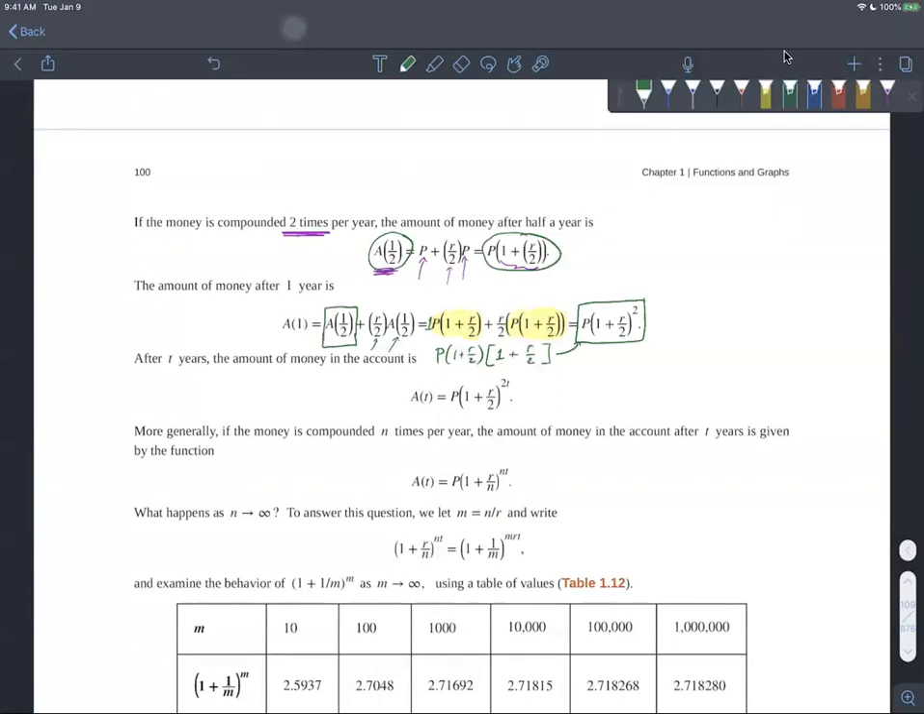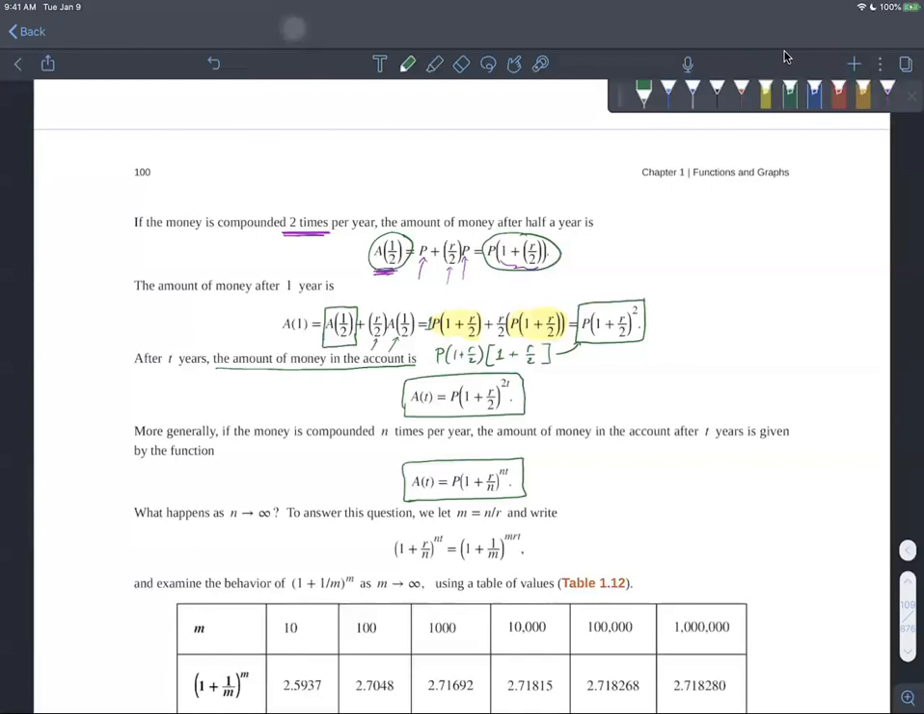So after t years, we could continue this and we could keep doing half years, but we can generalize this now. And it turns out that after t years, the amount of money in the account is going to be A of t is equal to P times 1 plus R over 2 raised to the 2t. Now let's generalize even further. If the money is compounded n times per year, not just 2 times per year, but n times per year, the amount of money in the account after t years is given by the function A of t is equal to, and you'll recognize this as the previous function, but instead of the value 2, we have an n there.